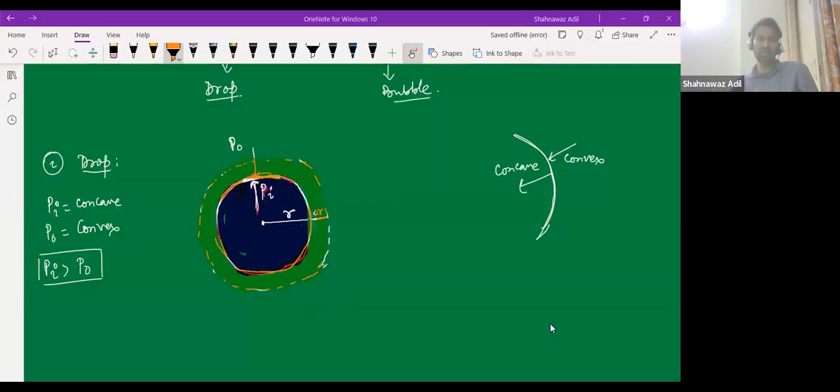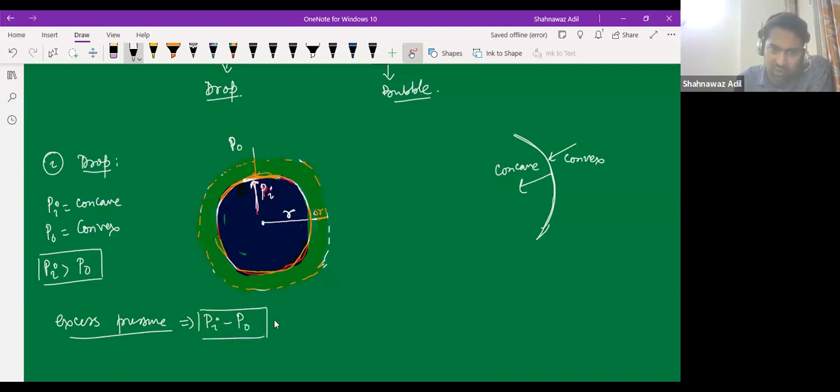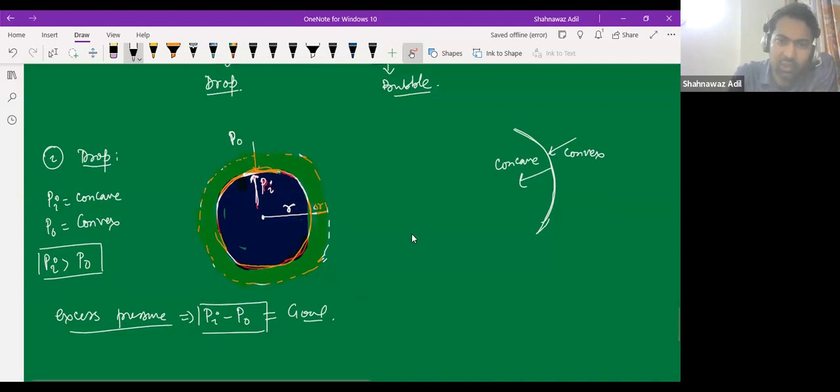So then we will calculate the work done in two ways. The ultimate goal is to calculate the excess pressure, right? Excess pressure would be how much? That would be Pi minus Po. This is the thing that we want to calculate. We will calculate this in two ways.